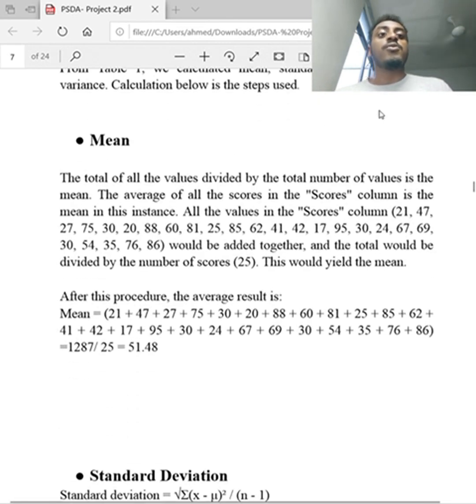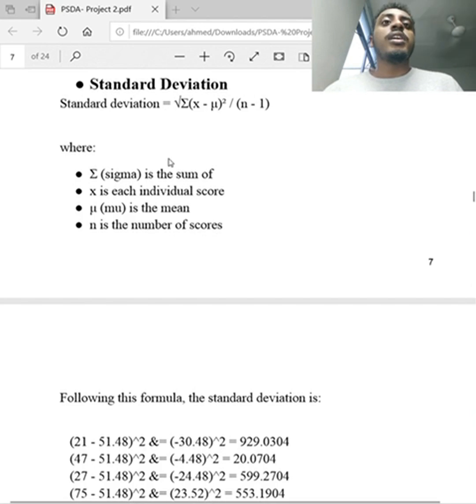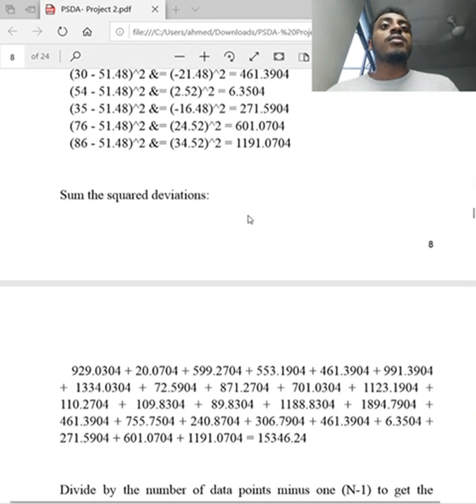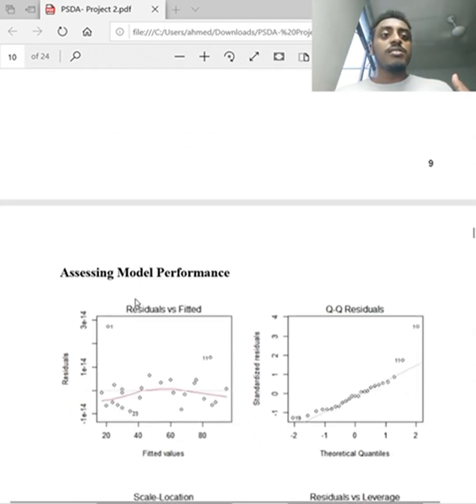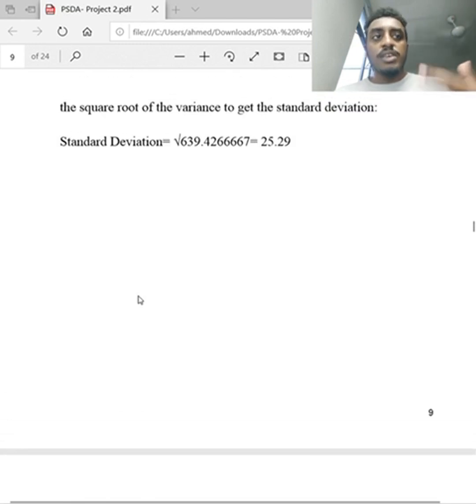Before we started our analysis, we calculated the mean, standard deviation, and variance, so we can implement them in any test that we will make in the project.